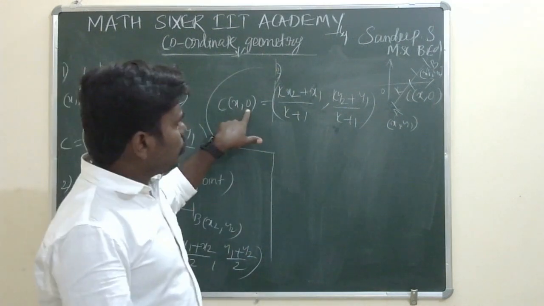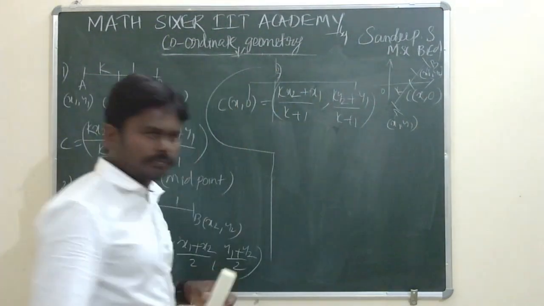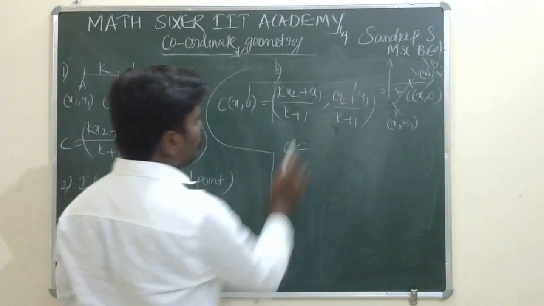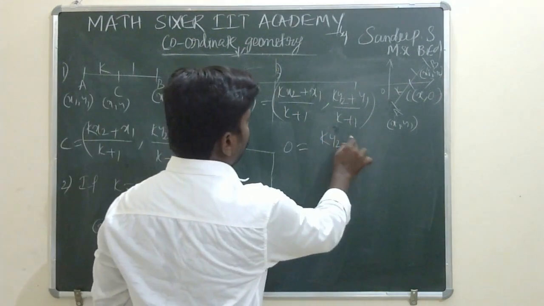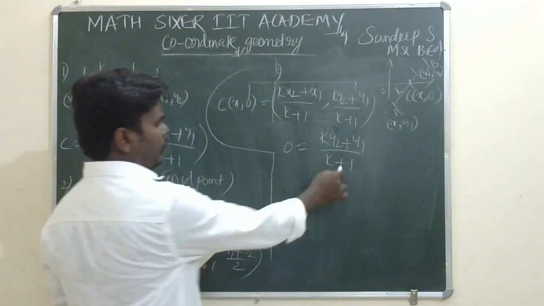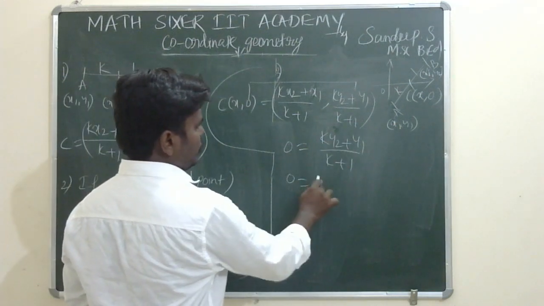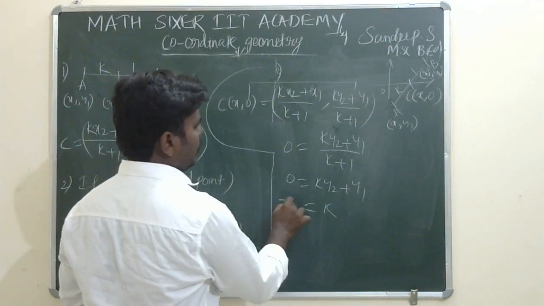So here the y coordinate is 0, so equate the corresponding y coordinates. When you equate the corresponding y coordinates, then what you will get here? 0 is equal to (k y2 + y1) by k plus 1. Just find the value of k here. So 0 is equal to k y2 plus y1, so that means k is equal to minus y1 by y2.